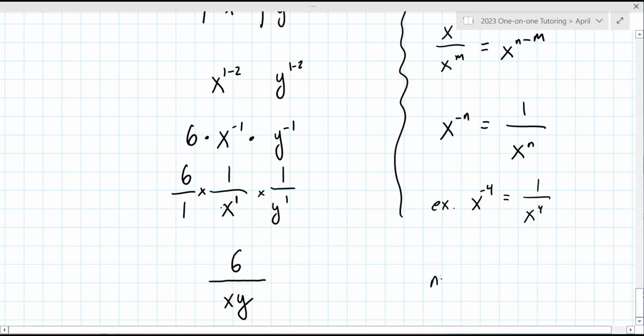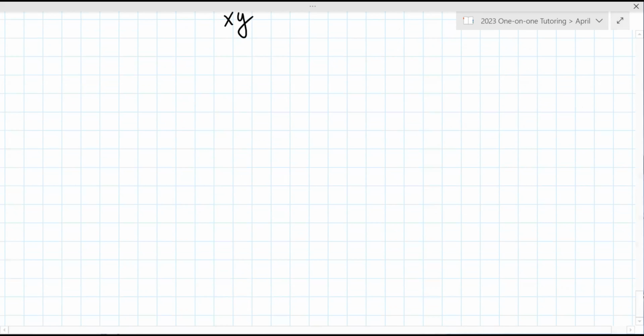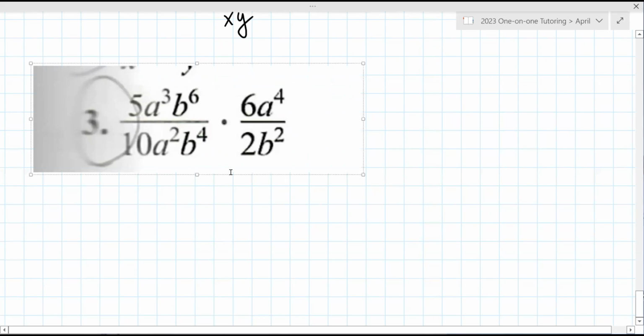You cannot have negative exponents. Okay. All right, so let's look at number 3. I'm sure you got to turn some of this stuff in, so that's why we're going through it, but quite a bit goes into every problem here. All right. 5a cubed b to the 6th over 10a squared b to the 4th times 6a to the 4th over 2b squared. So we're going to first multiply the top, okay?